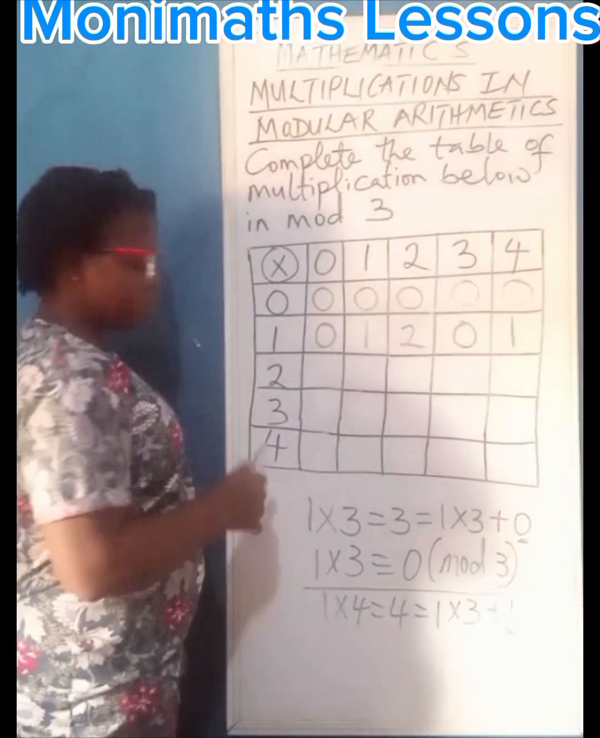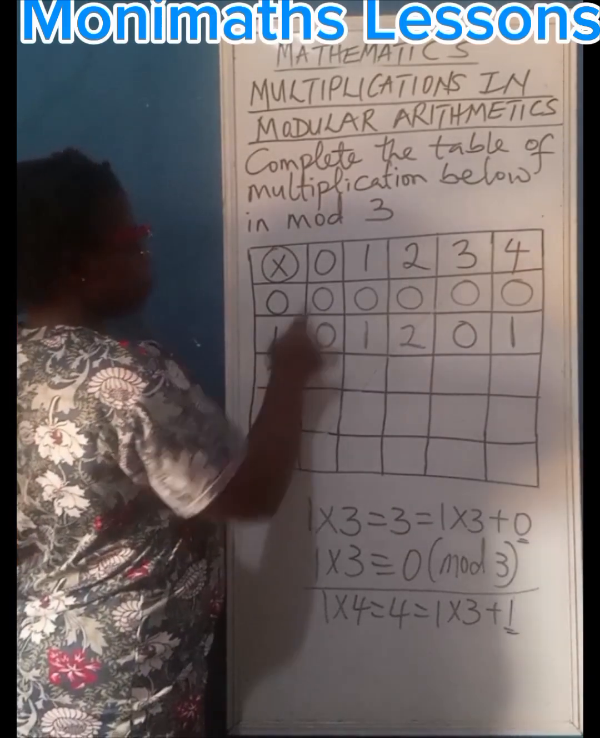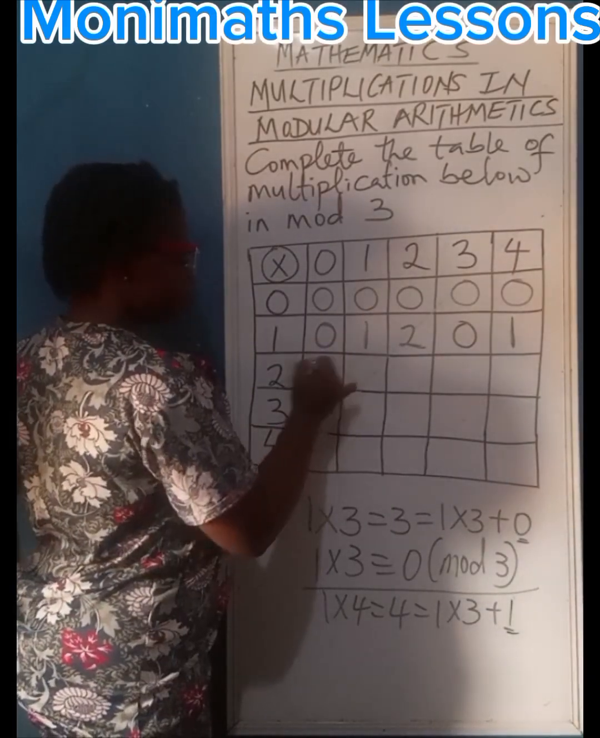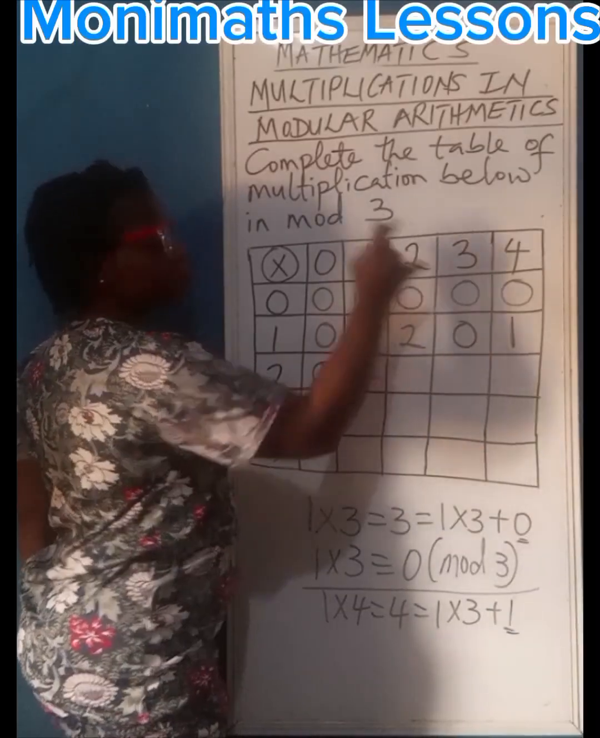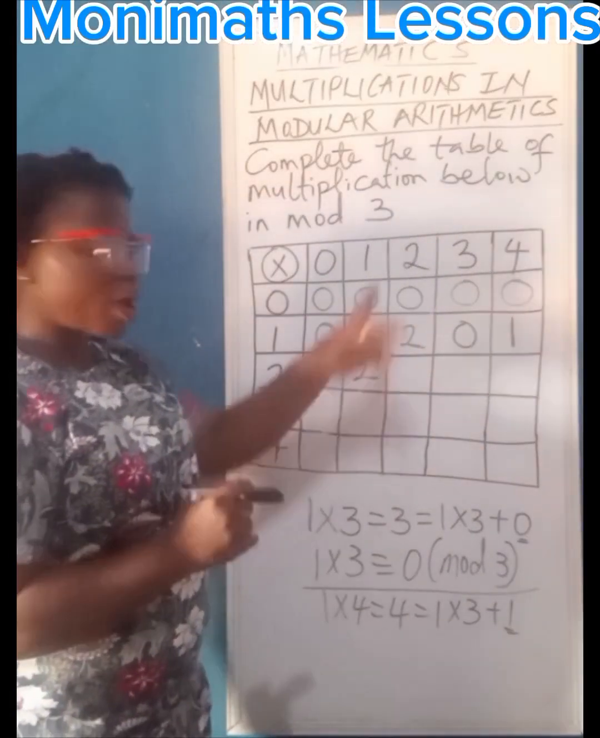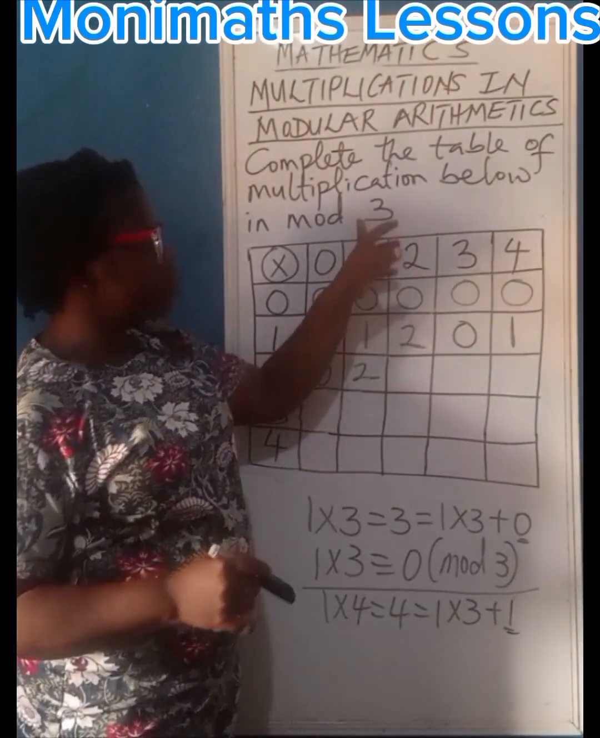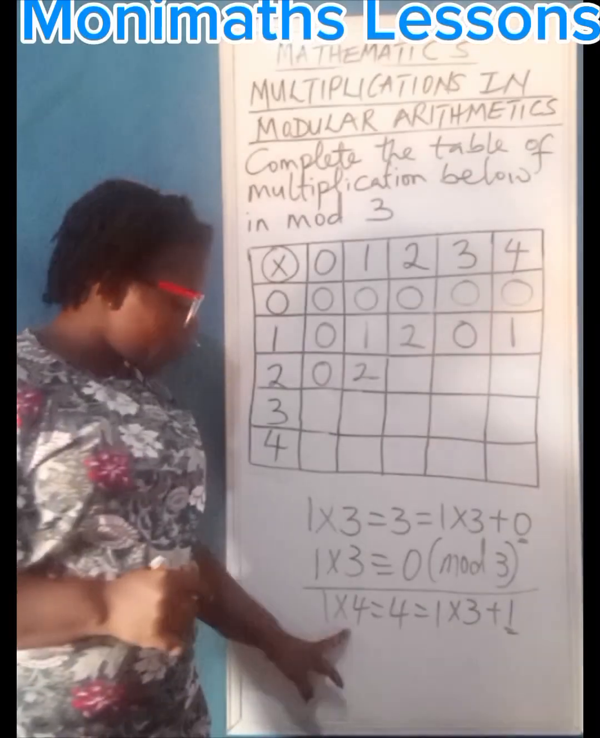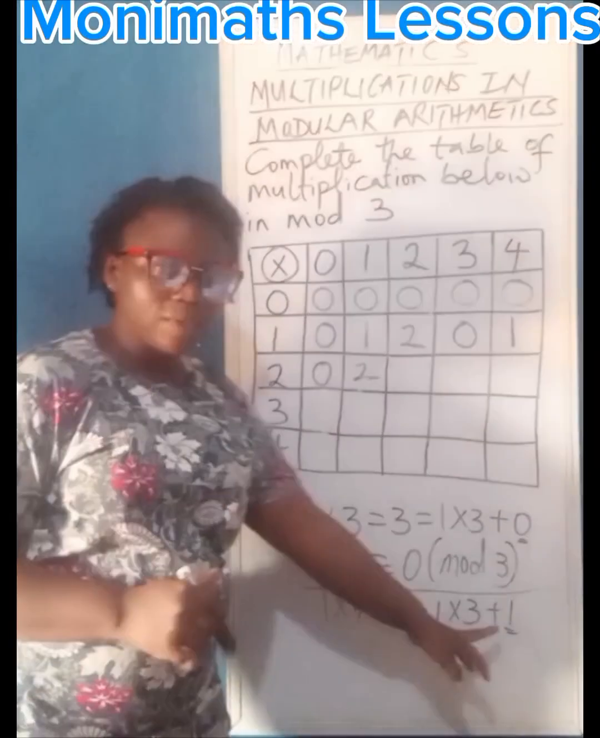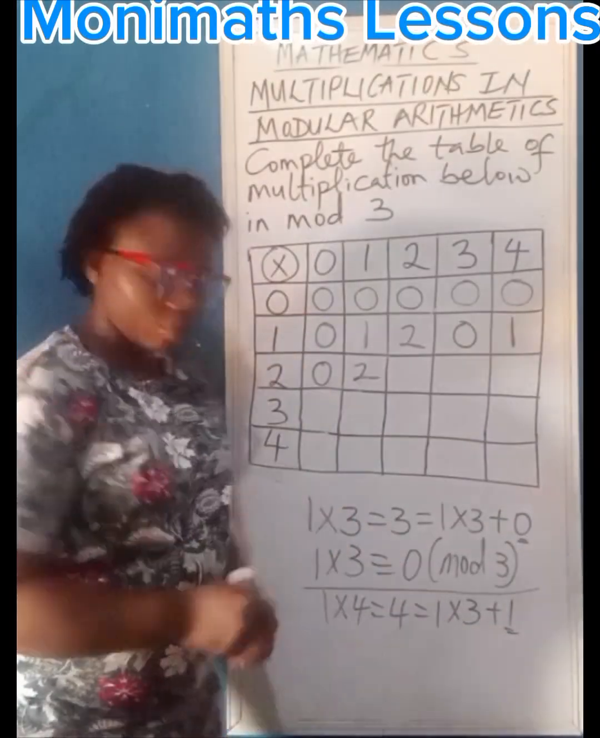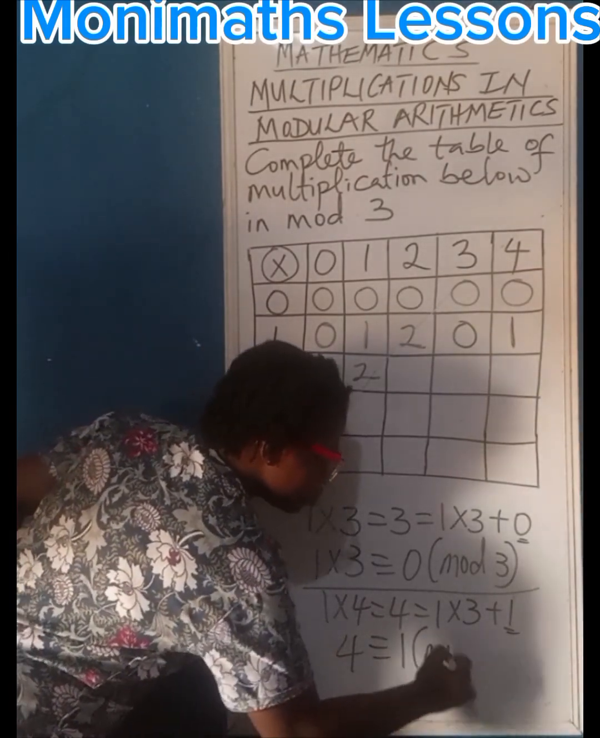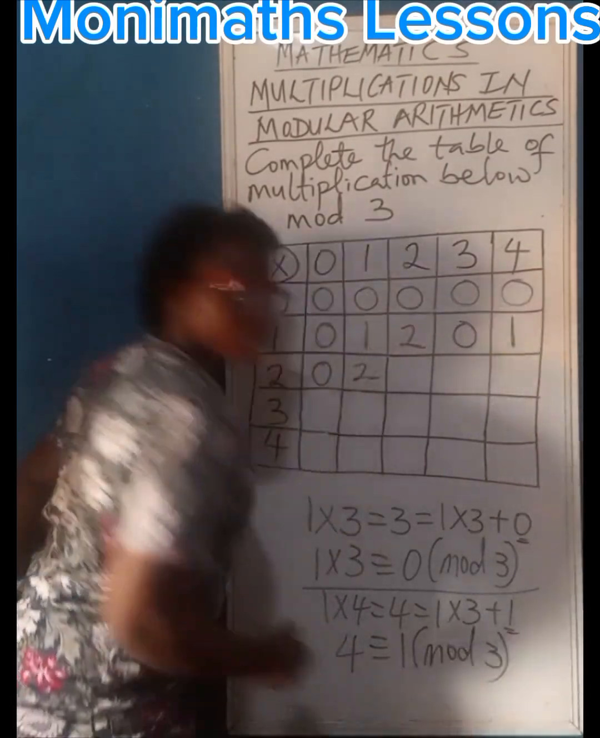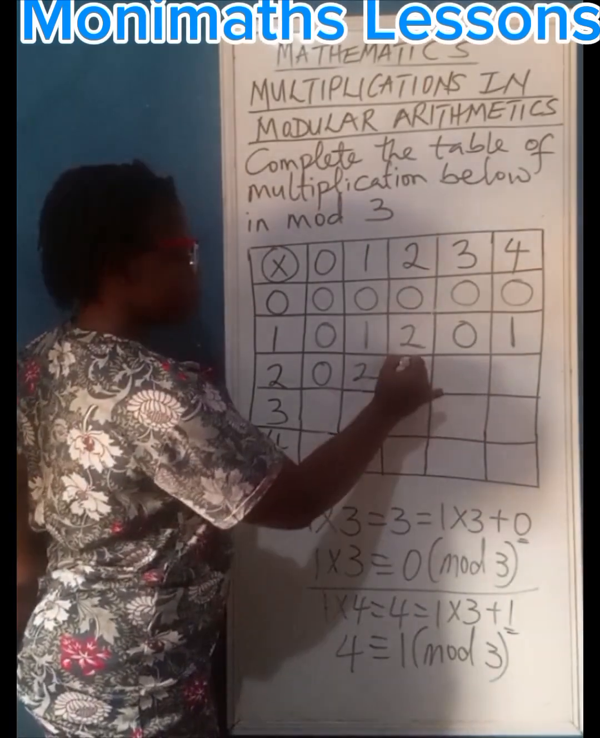Let's go to 2. 2 times 0 is 0. 2 times 1 is 2. 2 times 2 is 4. I won't write 4 because 4 is more than the modulo. 4 in modulo 3 is equivalent to 1. 4 is equivalent to 1 in mod 3. So I will write 1.